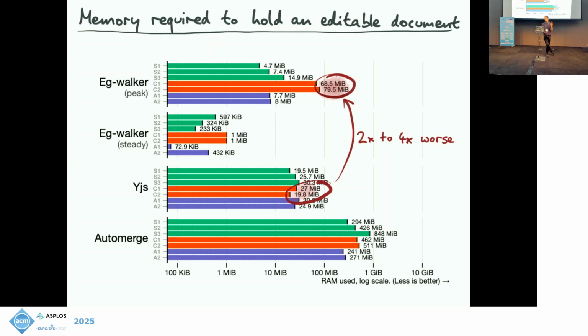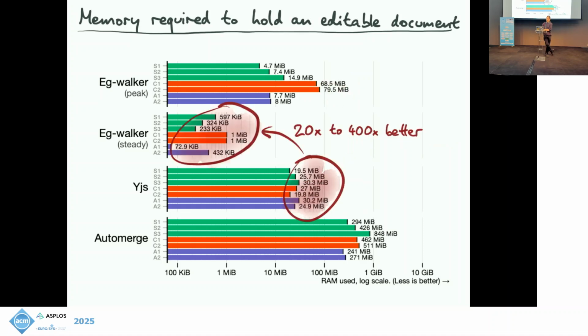But this is only during the peak, only during a large merge. And this is actually the only place in which Egg-Walker does not beat the state of the art. In all other places, there's quite a significant performance improvement again. So if we compare the steady-state memory use of Egg-Walker, then we're somewhere between 20 and 400 times lower memory use than YJS.